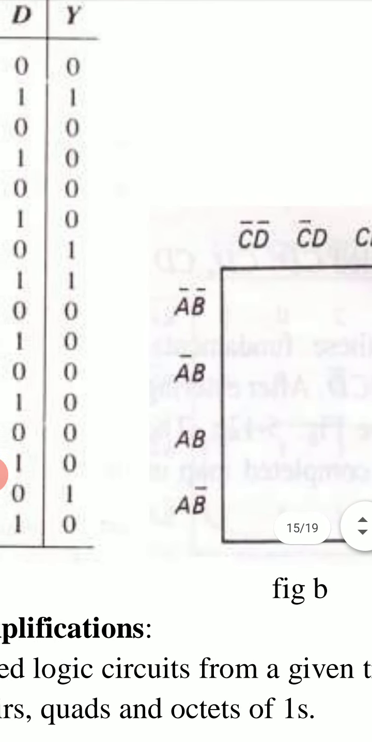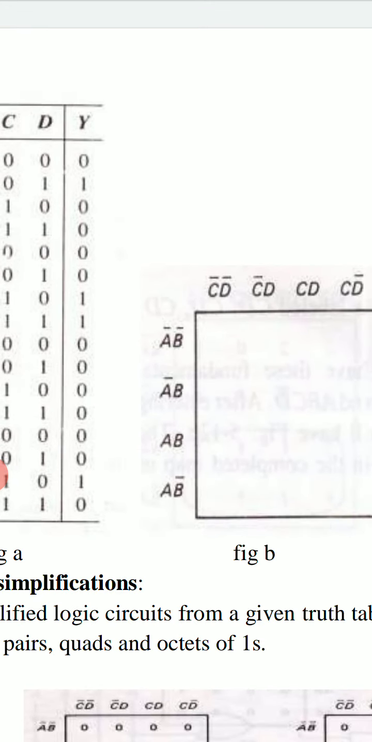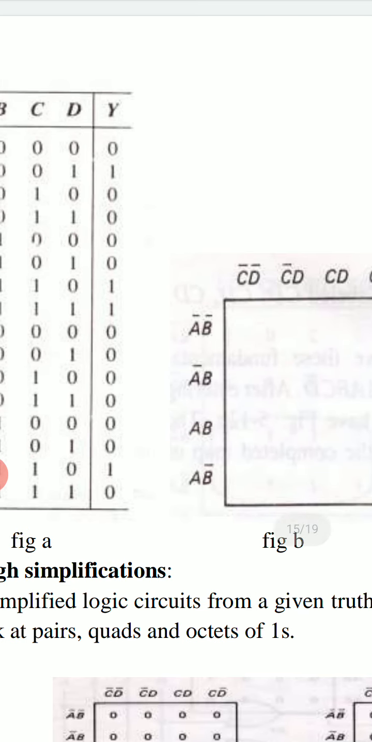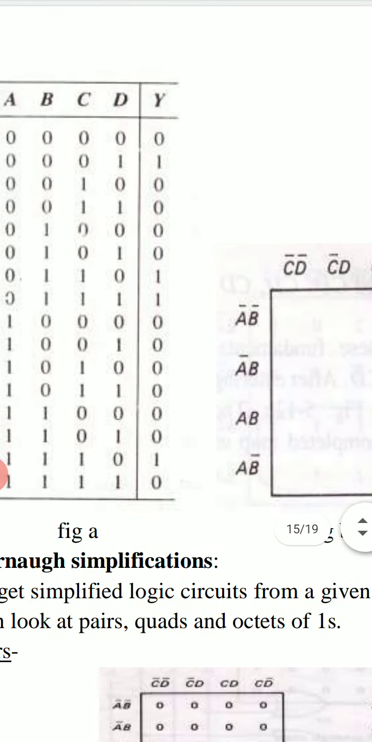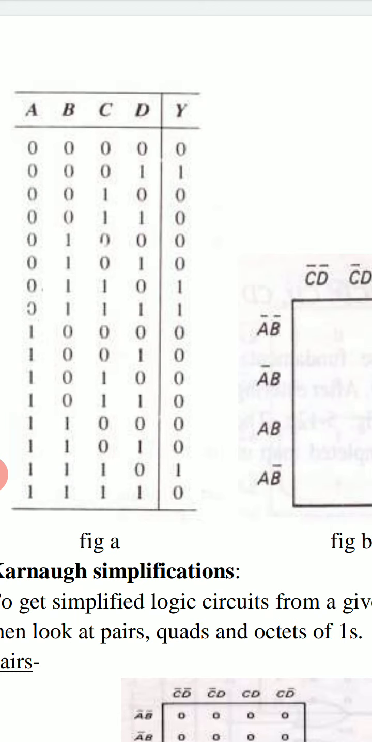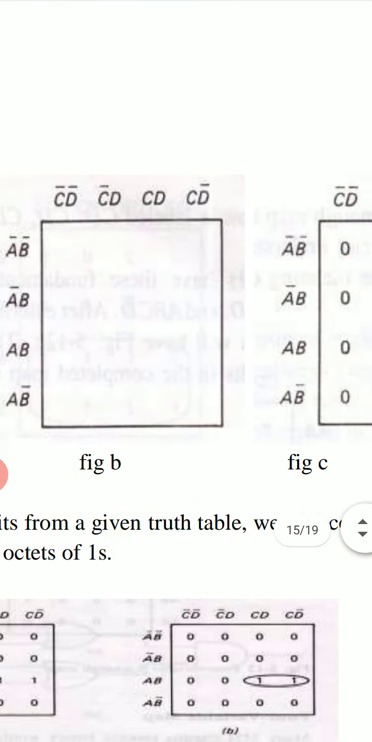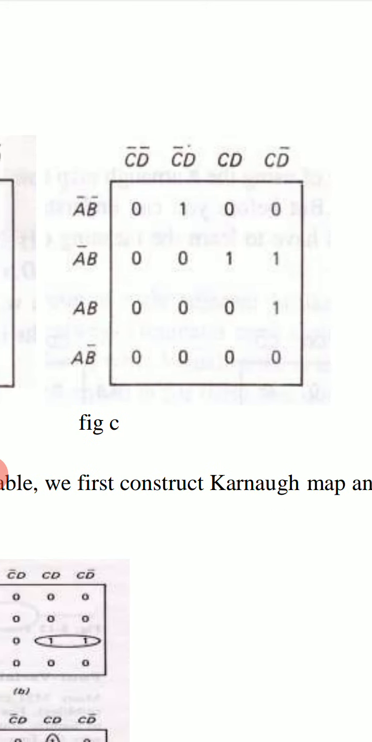And again we find the fundamental products corresponding to output Y equal to 1. Output Y is 1 for four combinations, so we have four fundamental products for this truth table. Corresponding to these four fundamental products we put ones in this Karnaugh map, and at all other places we put 0. In this way the Karnaugh map for a given truth table having four inputs A, B, C and D is prepared.